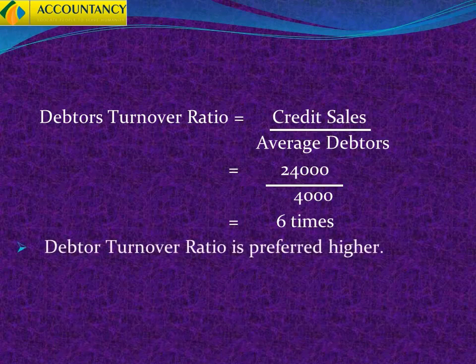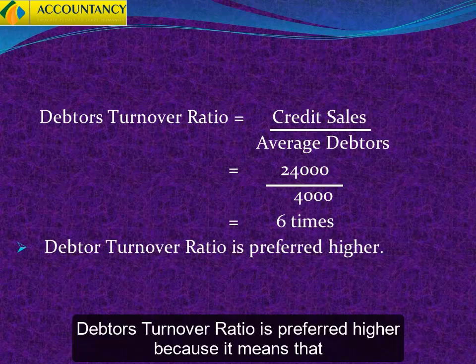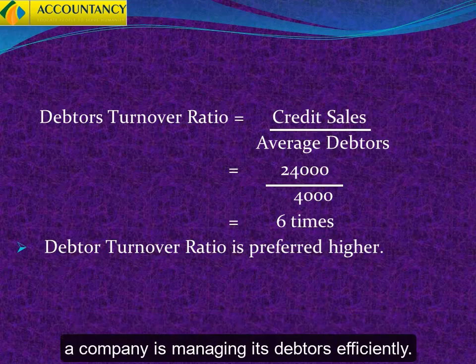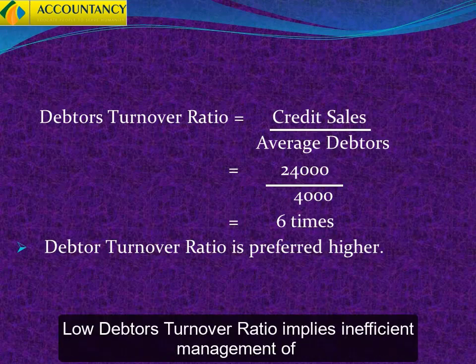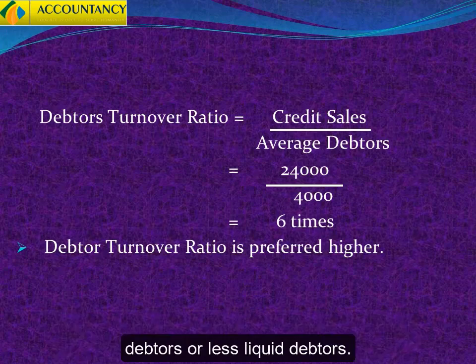Debtors turnover ratio is preferred higher, because it means that a company is managing its debtors efficiently. A low debtor turnover ratio implies inefficient management of debtors or less liquid debtors.